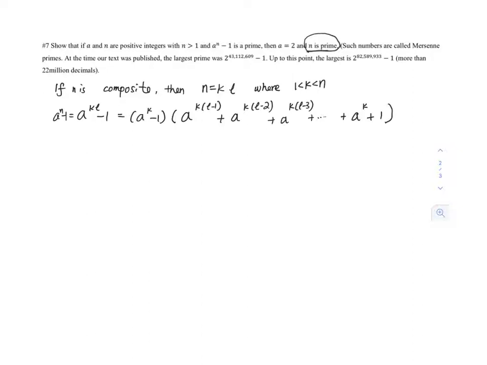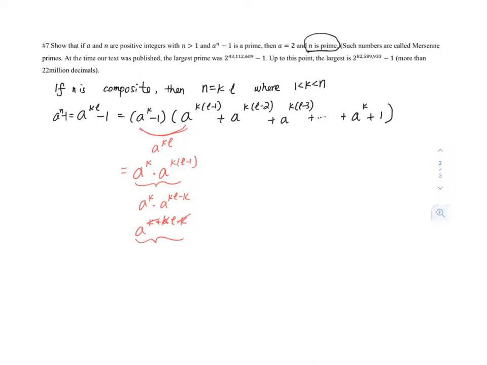You can actually check. Let's quickly check so that you are convinced this is true. Let's expand this. We are going to multiply these together. You have a to the k times a to the k times l minus 1, which is a to the k plus a to the kl minus k, and this gives you a to the kl. So the first term, you're left with a to the kl.